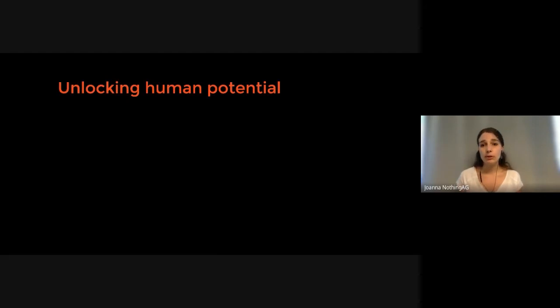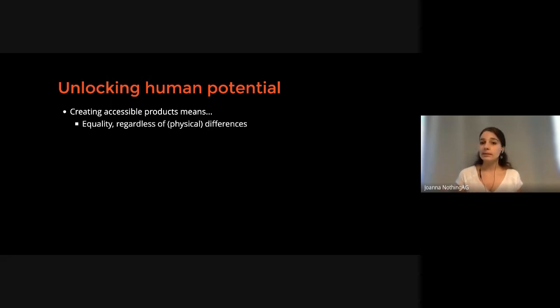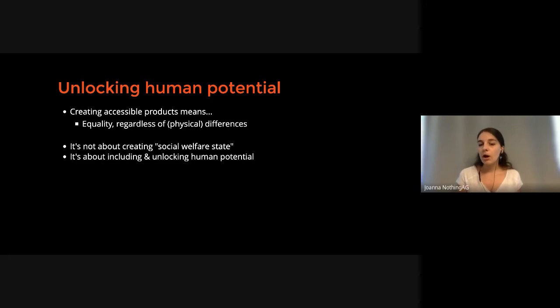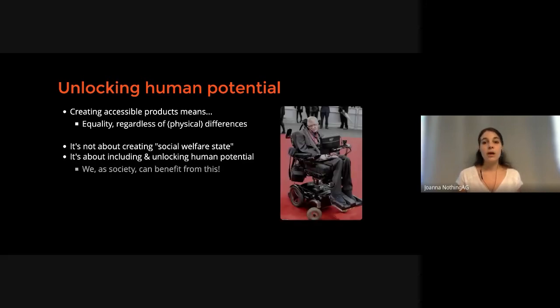So to conclude this part, I want to emphasize how caring about accessibility can unlock human potential and empower people. When we strive to create accessible products, it means we strive to reach equality for everyone, regardless of any differences such as physical disabilities. This endeavor should not be seen as a means to create a social welfare state, but should rather be seen as a way to include and unlock all the human potential. We, as a society, can profit from it. As an example, we can think of Stephen Hawking, a very well-known physicist and mathematician.